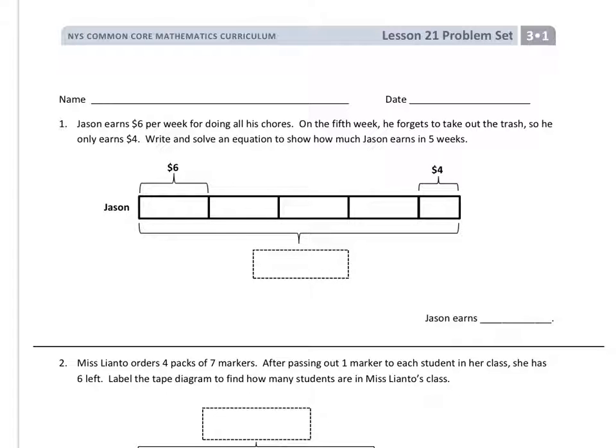So for right now, I'm just going to pretend like this part of my tape diagram isn't here. I'm just going to look at these 4 boxes. I know that for 4 weeks, he earns $6 each week. So how can I show that on my tape diagram? I can put 6 dots in each box, because I see here that each box is 6.